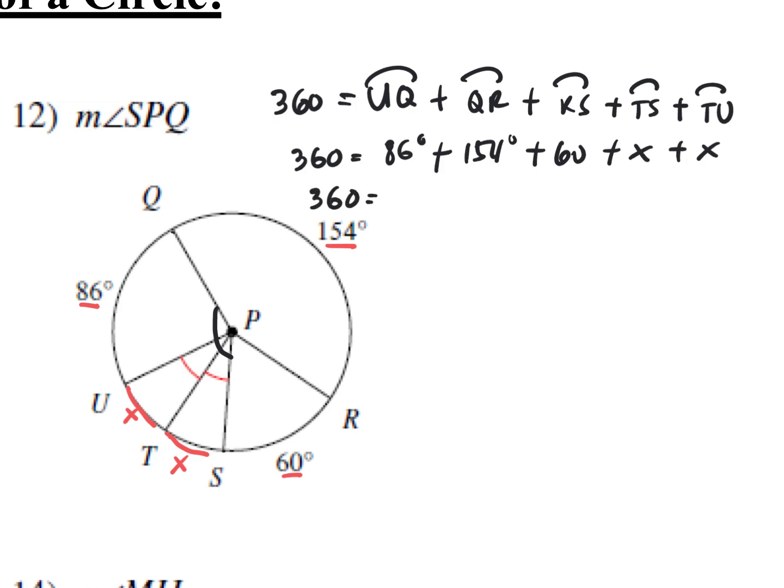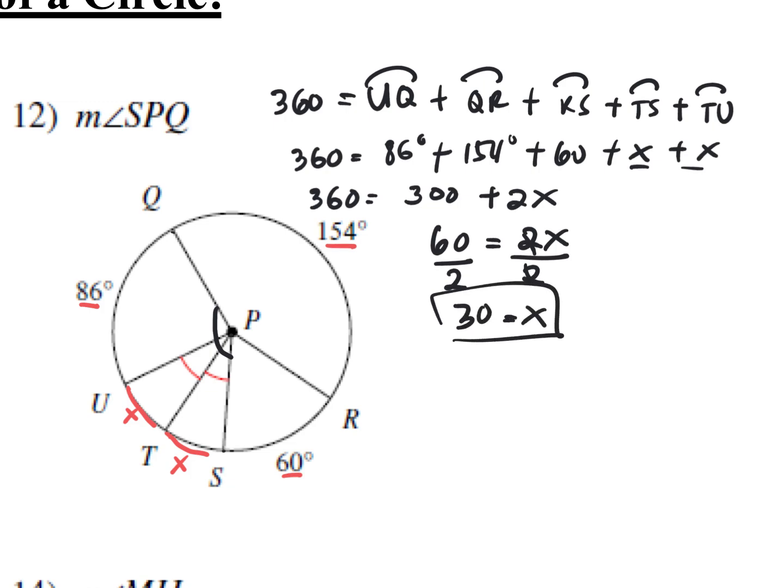86 plus 154 plus 60 is going to give you exactly 300 degrees plus X and X, which is going to give you 2X. So therefore, if I subtract 300 from 360, it's just going to give me 60 is equal to 2X. Dividing by 2 and divided by 2, X is going to give you 30 only. It means to say that the size of this is going to be 30.